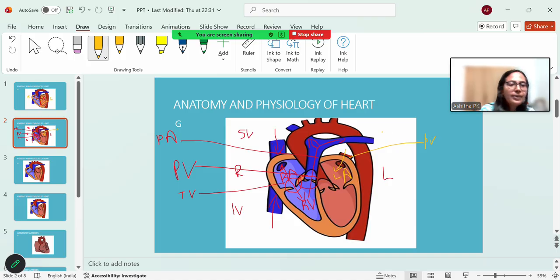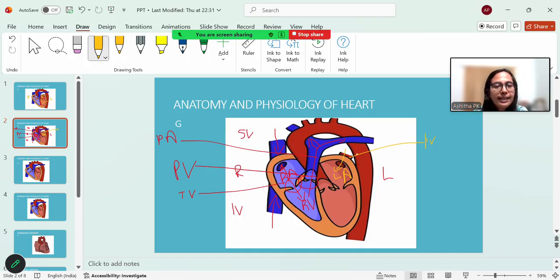When we consider the whole body, oxygenated blood travels through arteries and deoxygenated blood travels through veins. But here it is opposite. The deoxygenated blood travels through the pulmonary artery and the oxygenated blood travels through the pulmonary vein. This is opposite to the rest of the body.